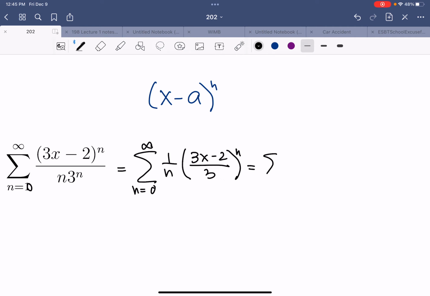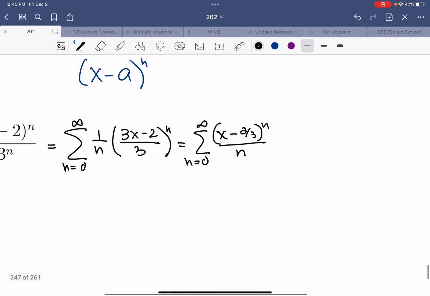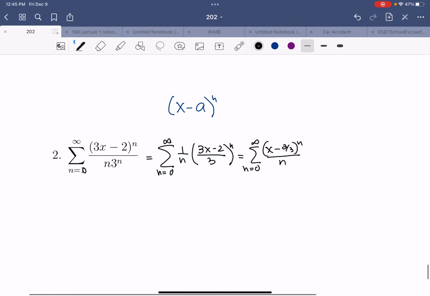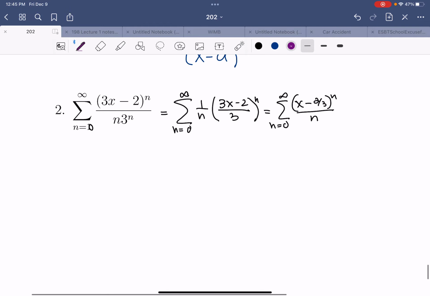And then if you divide that through, you get (x − 2/3)^n, and then I'll put my n back underneath. And now you can see that this is the power series centered at x = 2/3, and you've got the 1 over n there as well. So now we can test it using our ratio test.